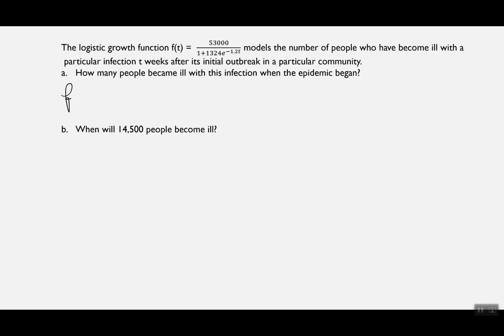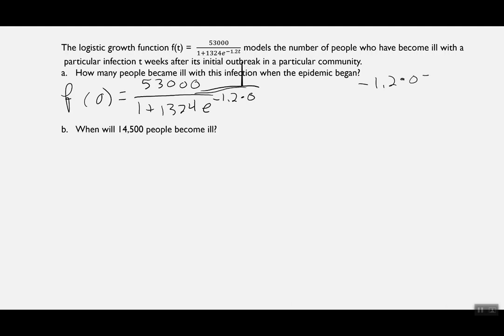So I'm asking you, initially is 0. Okay, so anytime it began, that's like initial, so we put in 0. So this is 53,000 over 1 plus 1324 e to the negative 1.2 times 0. So you could put this whole thing in your calculator, or if you want, you can do this little shortcut. The negative 1.2 times 0 is 0. So this exponent is 0, so I don't have to put them in. E to the 0 is 1. So actually, I don't have to put any of this in.